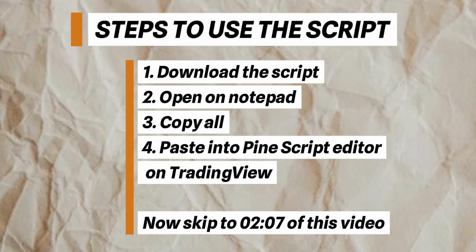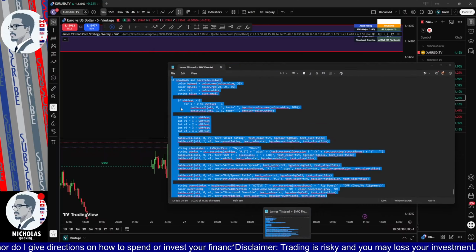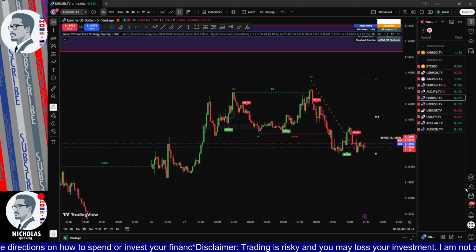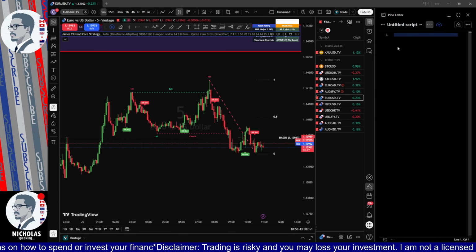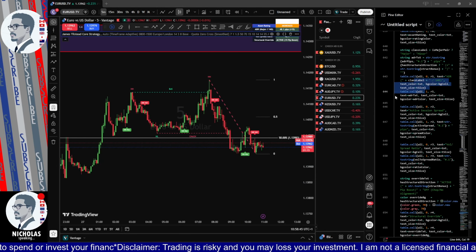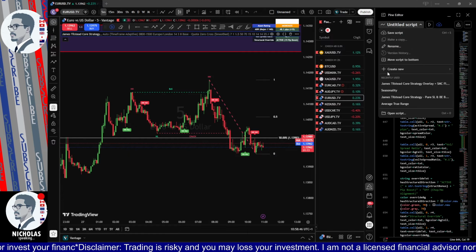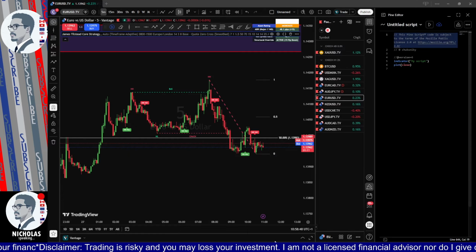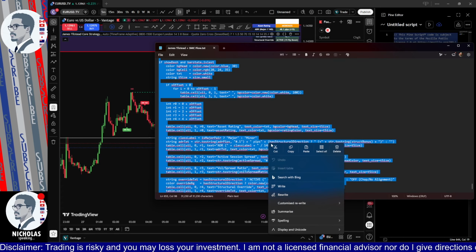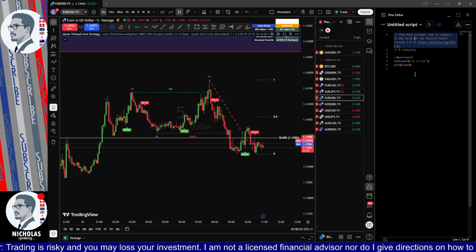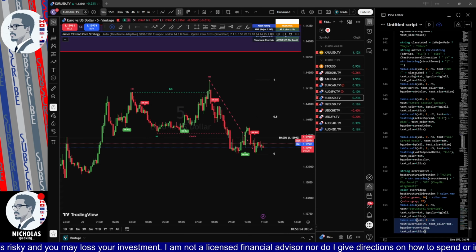When you download the script, it's going to come up as a notepad. What you simply do is copy what you have inside the notepad. You come to your Pine script editor on TradingView. You could also see it on the web, and you go for a new indicator. Simply go for a new indicator, copy everything just like this, remove everything here and just paste it.